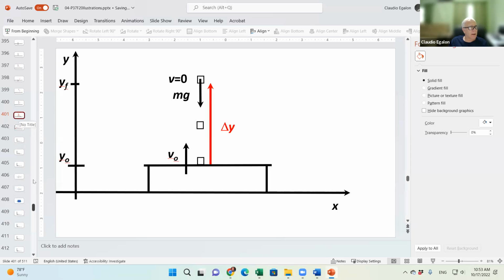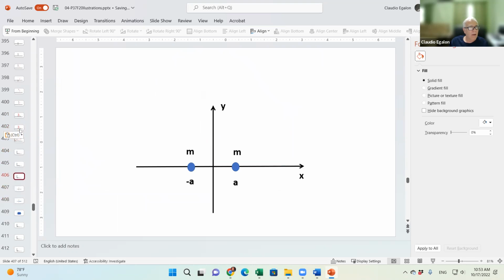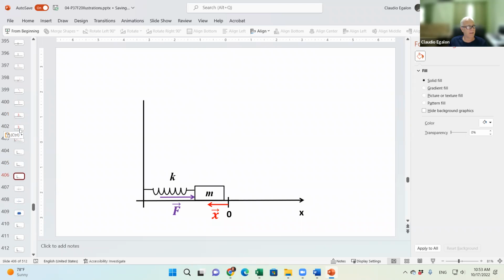For the elastic potential energy, I'm going to need to do a drawing for you. The elastic potential energy goes in the following way. Let's see if I can find a drawing here. Oh, here you go. That's the elastic force. The elastic force is the force that this spring applies to a mass in the horizontal direction, right?